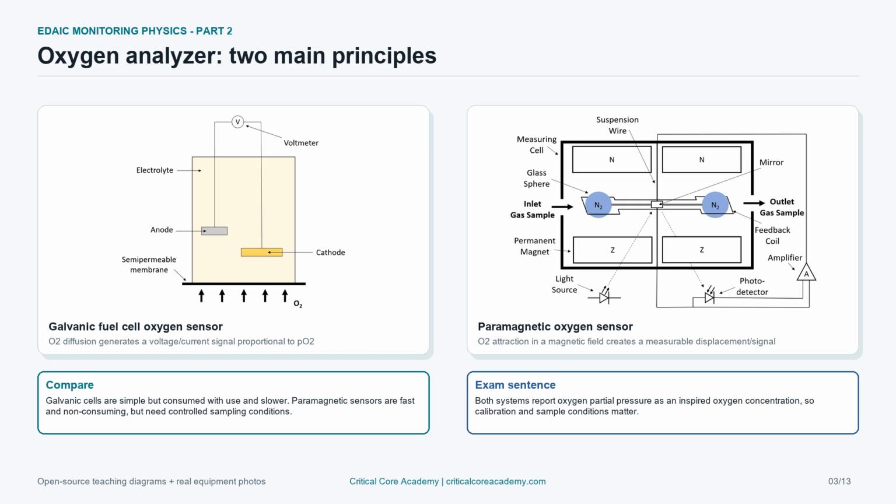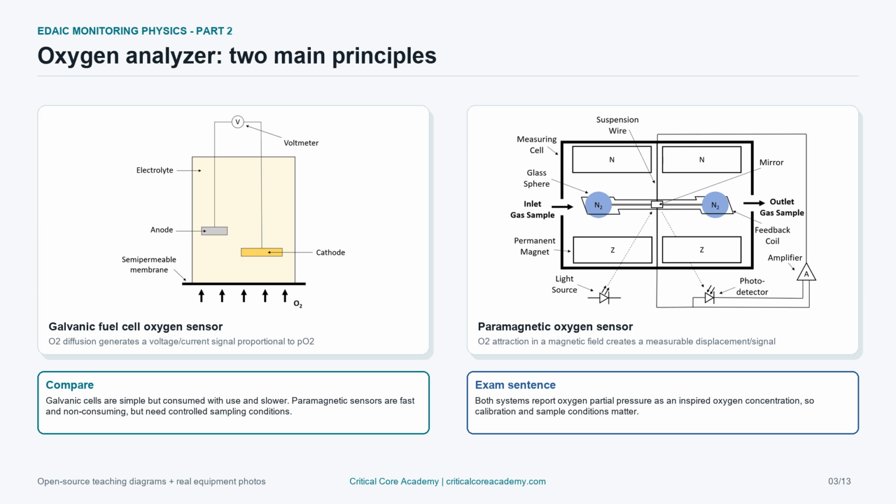There are two oxygen analyzer principles worth knowing very well. The galvanic fuel cell is electrochemical. Oxygen diffuses through a membrane into an electrolyte. At the cathode, it is reduced, while a lead anode is oxidized. The chemical reaction generates a current, and that current is proportional to the partial pressure of oxygen in the sampled gas. Because the cell consumes reactants, its output gradually falls with age.